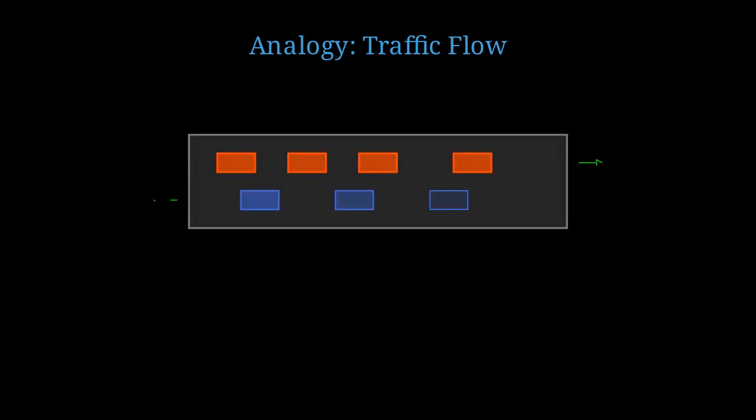Let me give you an everyday analogy to understand non-reciprocal interactions. Think about traffic flow on a highway. Cars on a highway interact non-reciprocally. A car ahead strongly affects the car behind it by blocking the road, but the car behind has much less effect on the car ahead.